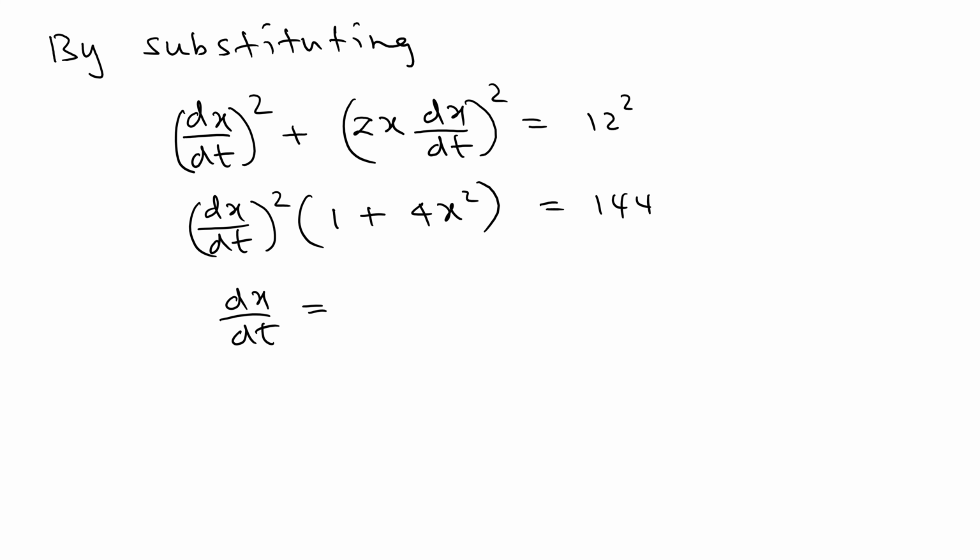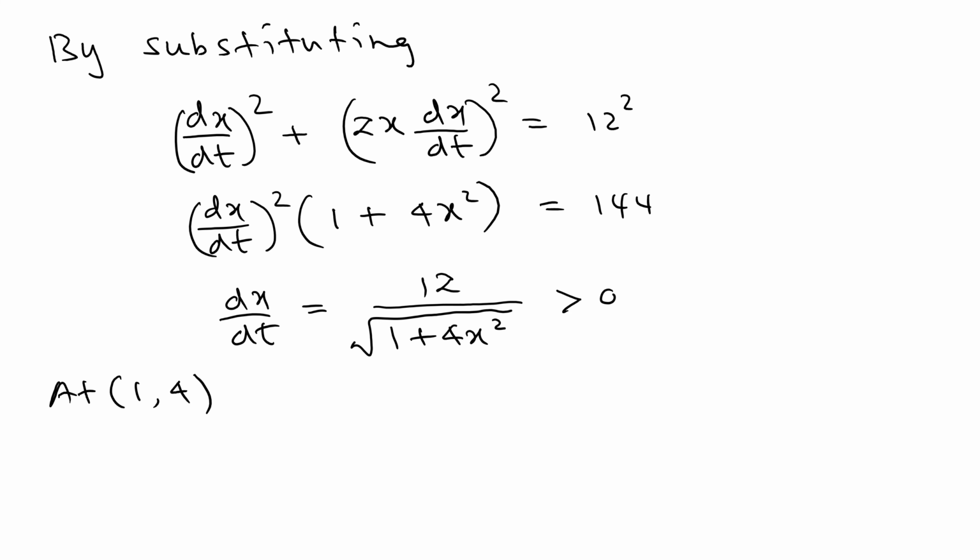So you can write this as taking the derivative, taking the square root, you can write this one as 12 over the square root of 1 plus 4x squared by taking the derivative. And we know that this is positive, going in the right direction. Then what we're going to do is just evaluate at the point (1, 4). You can write this one as dx over dt, if it's proper notation, evaluated at (1, 4). So you're going to plug in the x coordinate.